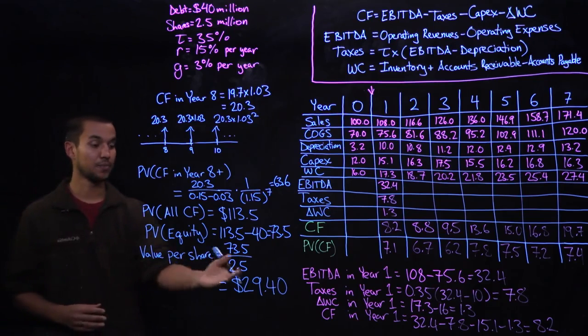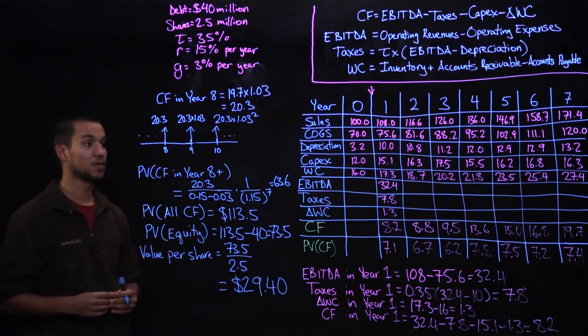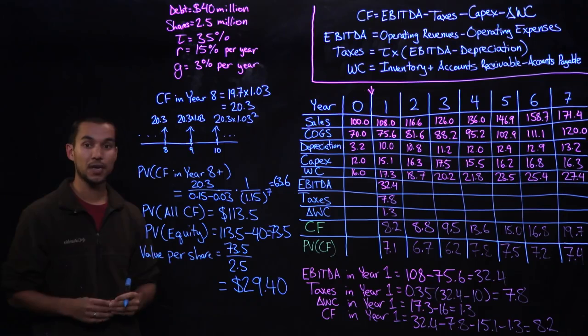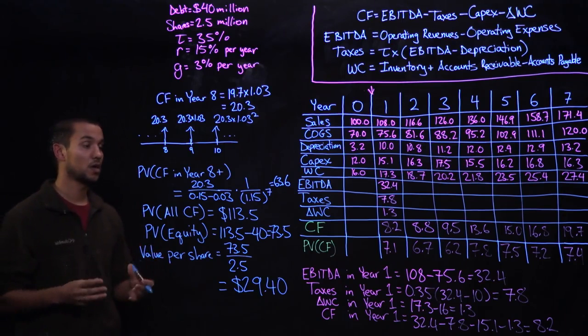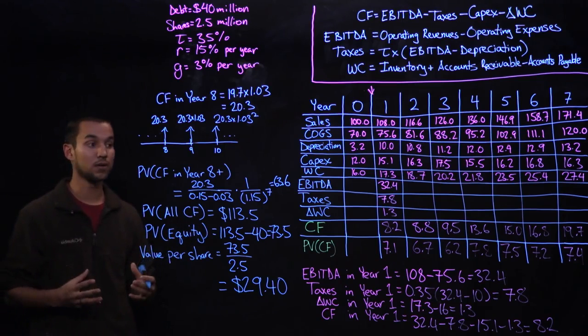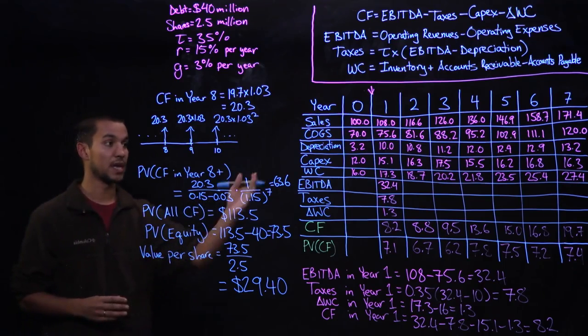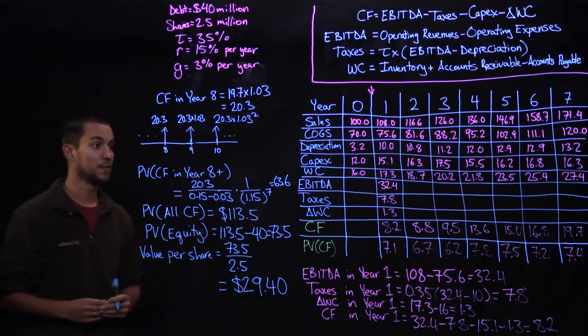And so this is a very precise estimate, but you have to be careful because a lot of assumptions went into this model. If you're going to use a discounted cash flow model like this, you really have to be careful and you have to think very critically about all the underlying assumptions that went into making these projections.